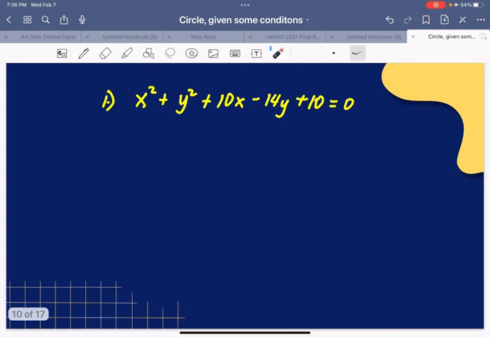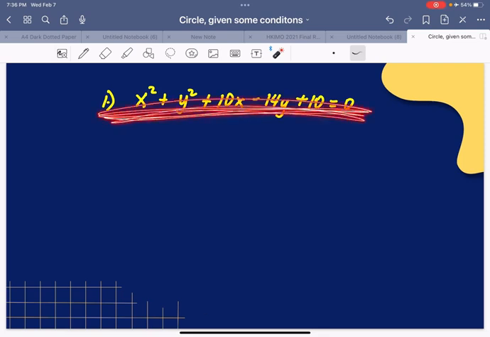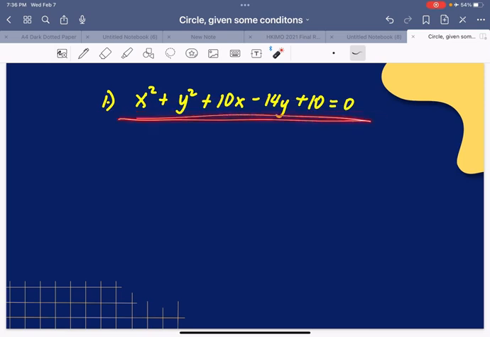So, example number 1, x squared plus y squared plus 10x minus 14y plus 10 is equal to 0. So, we're going to transform this into standard form. Bakit gawing standard form? Kasi kapag standard form, mas madalas natin i-determine din ang center and the radius.